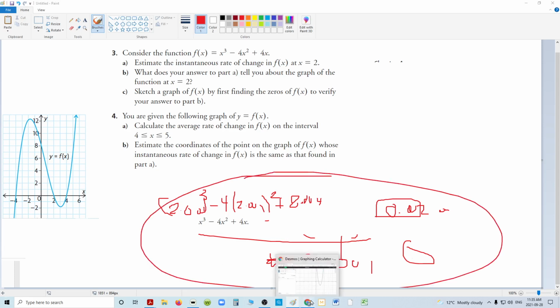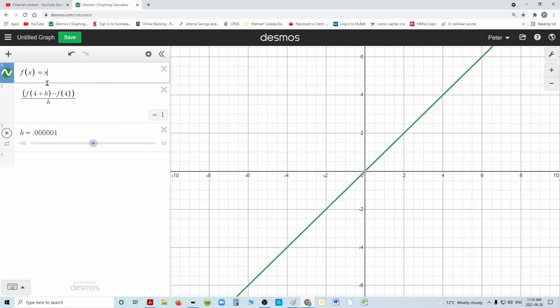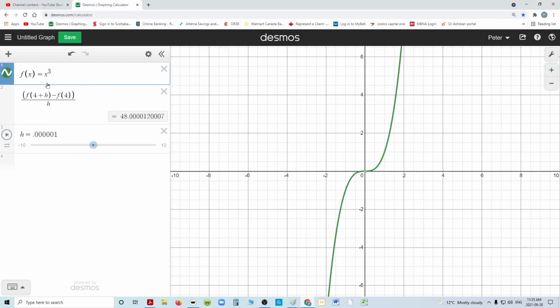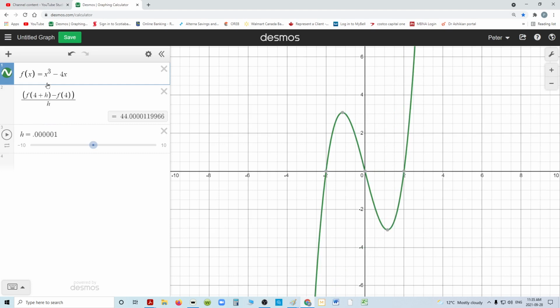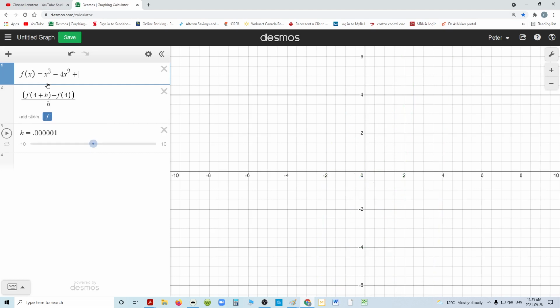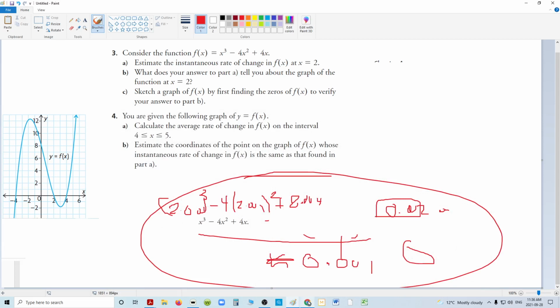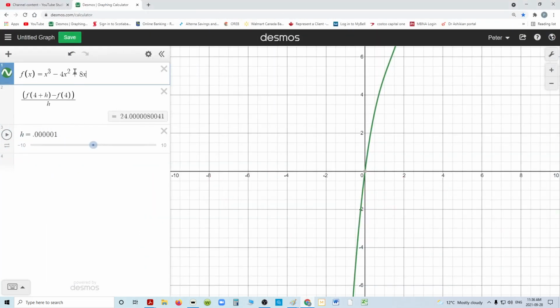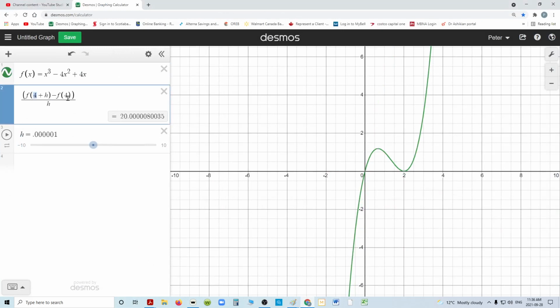You can also throw it into decimals with this tool. x cubed minus 4x squared plus 8x. Was that it? 8x? I think that's it. Then, since I'm looking for a 2, I could just plug in 2 here, and sure enough, this time I'm taking a much smaller h, so that's why it's approaching 0 even closer. And it gives me a good idea.